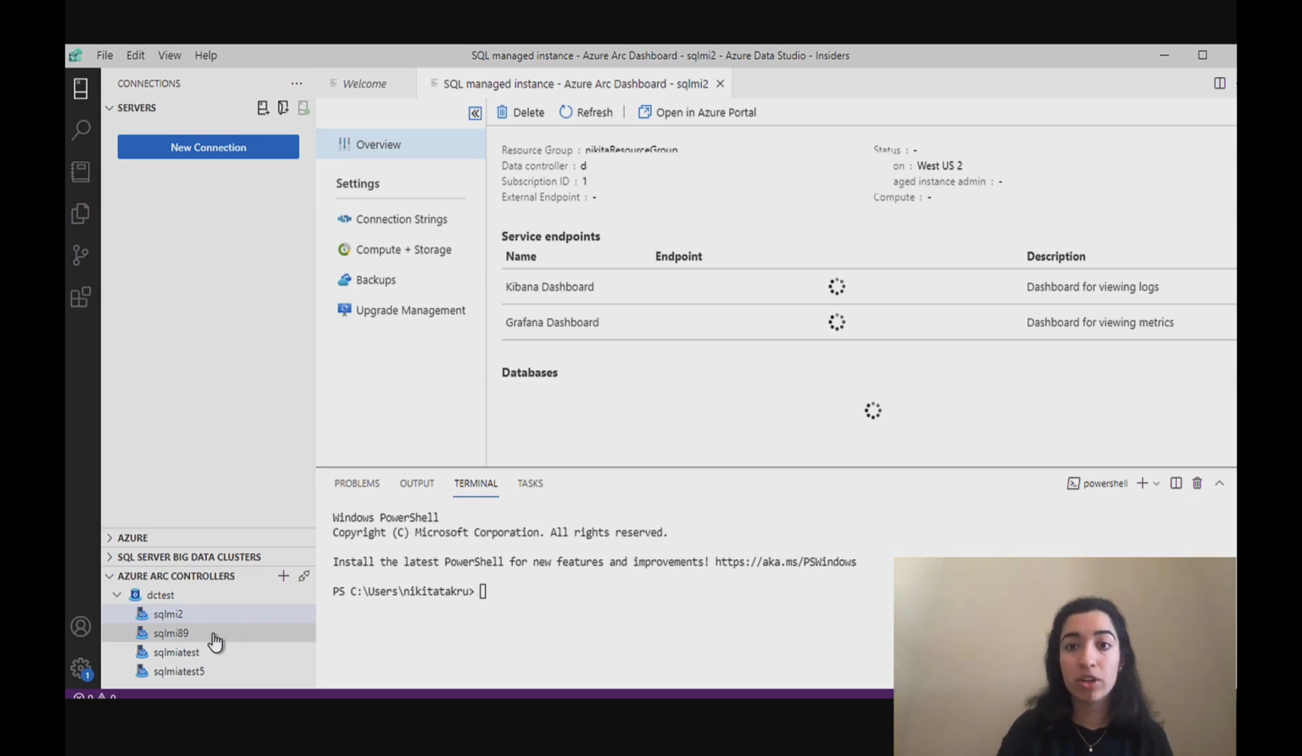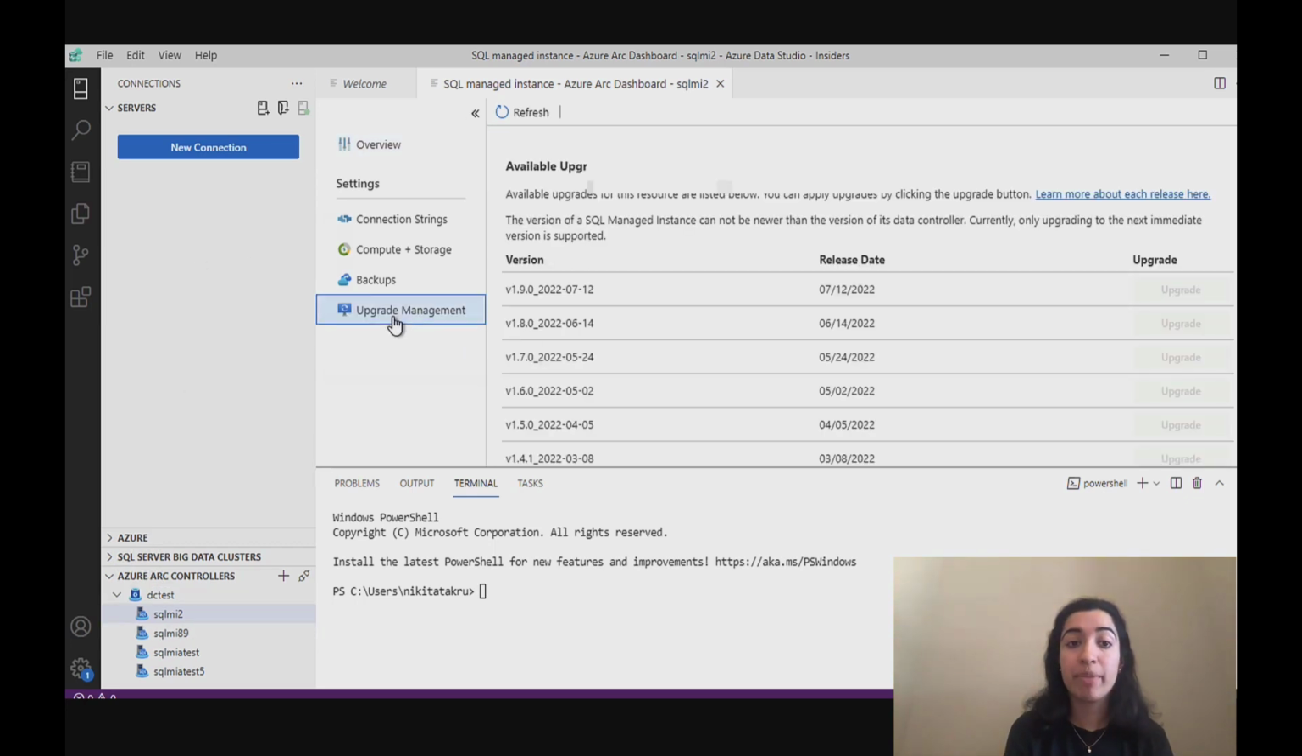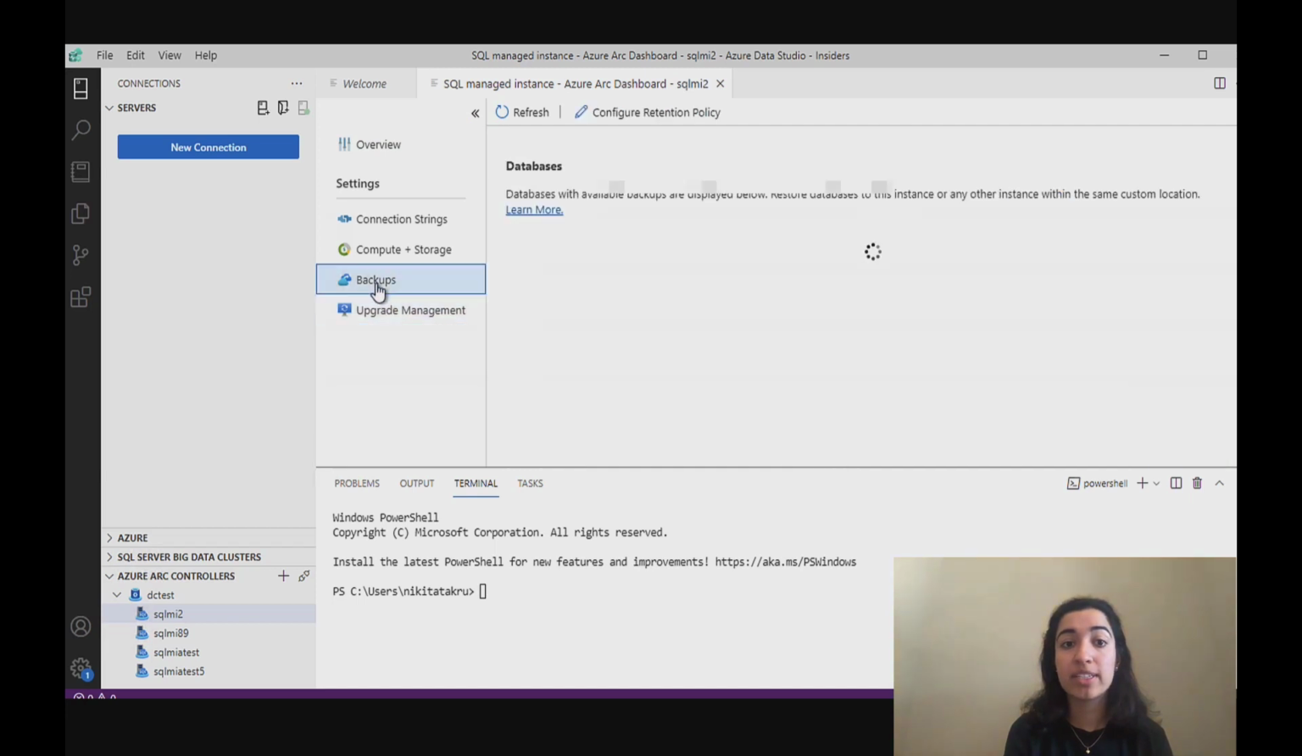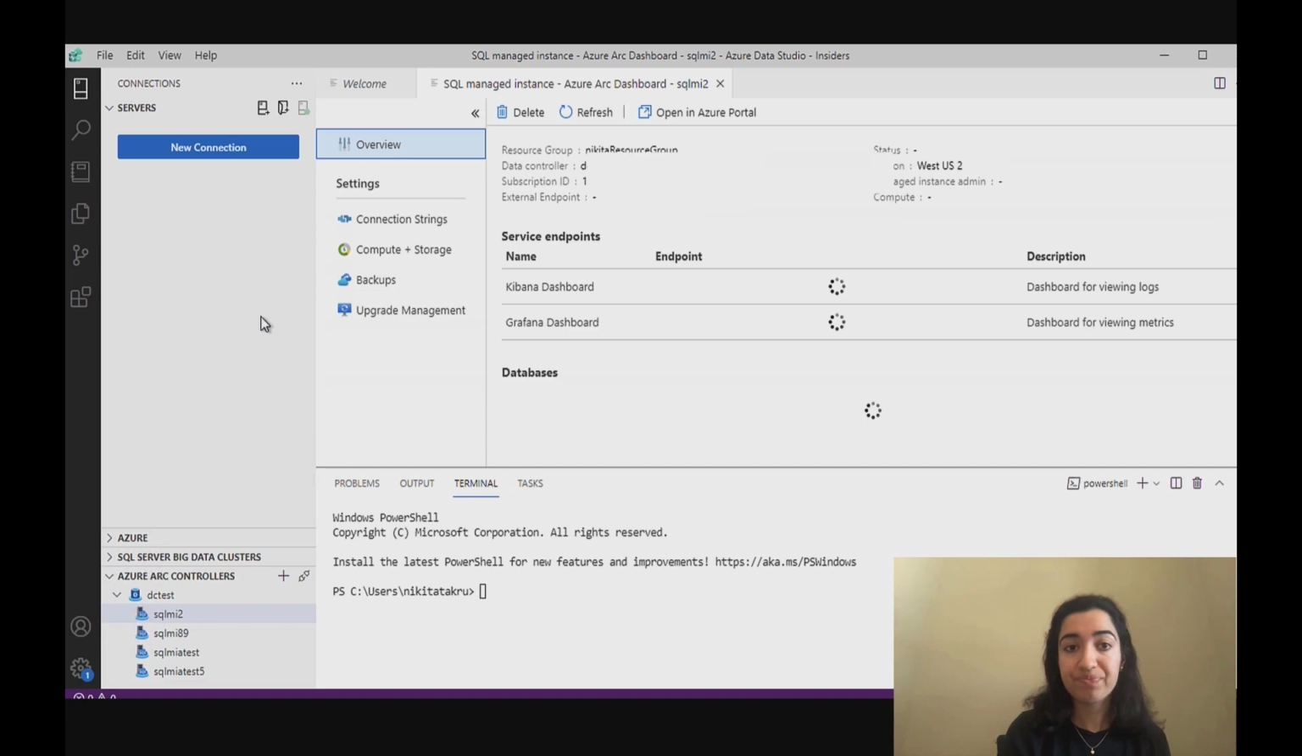So very similarly, you can access all of that information here, and you can even again have your tabs like upgrade management, if you have any upgrades, backups, and things along those lines as well. So this is how a quick and simple Azure Data Studio connection works.